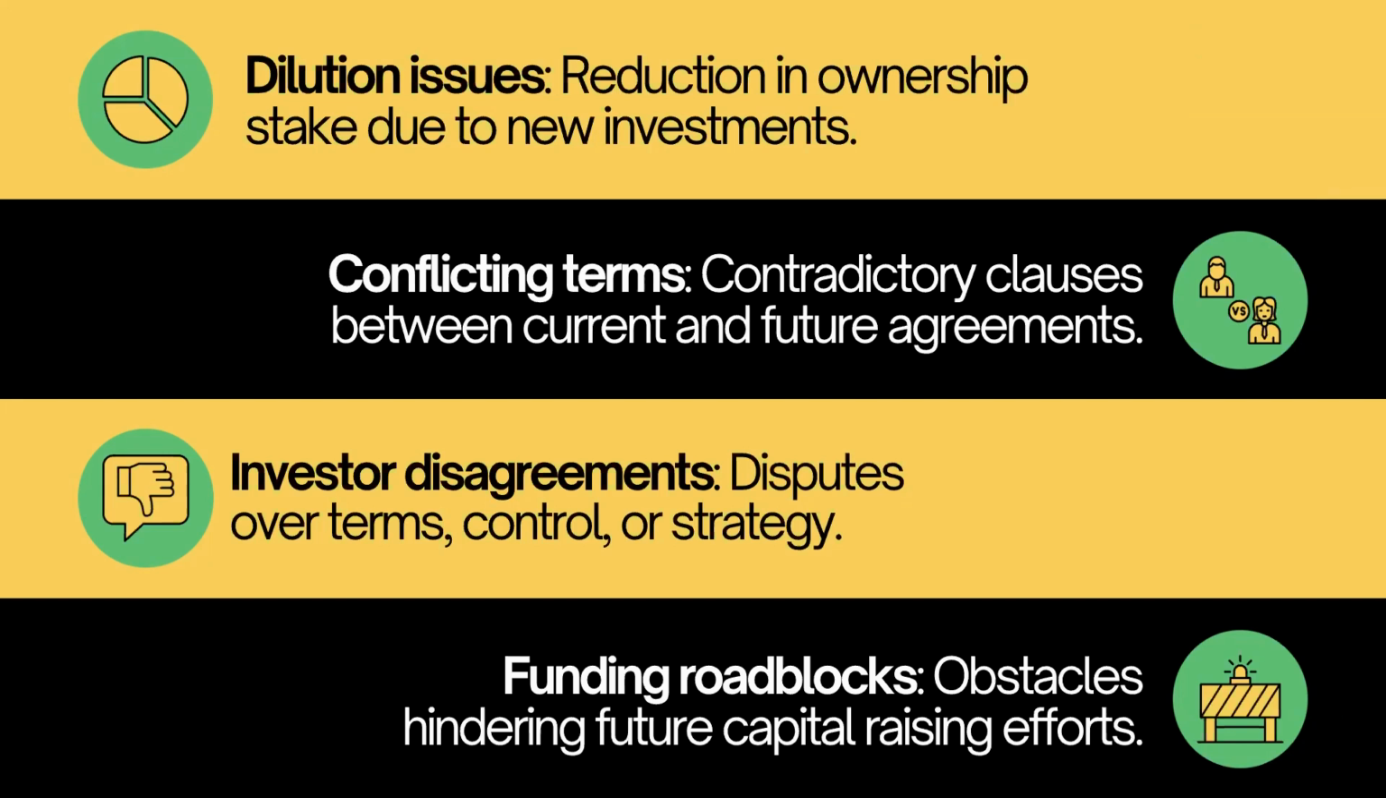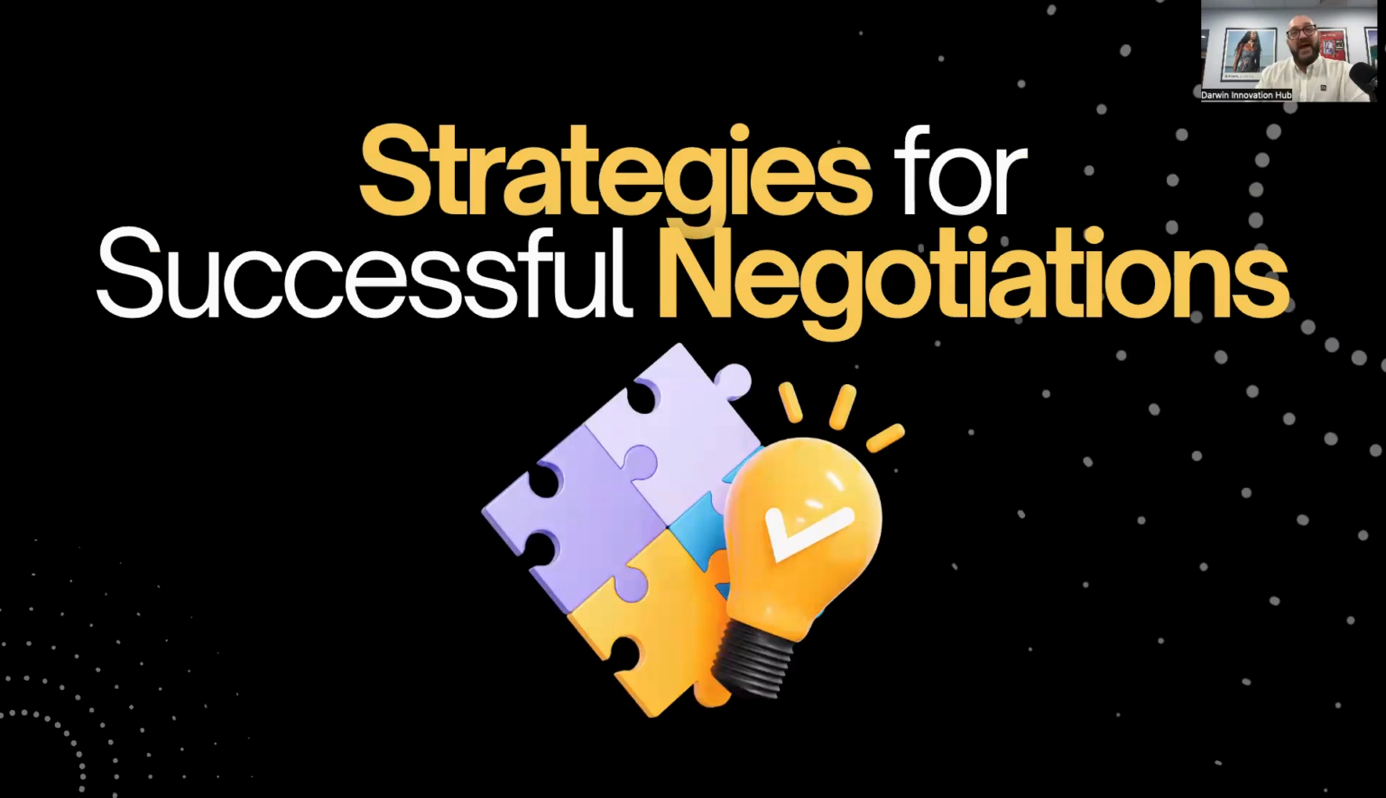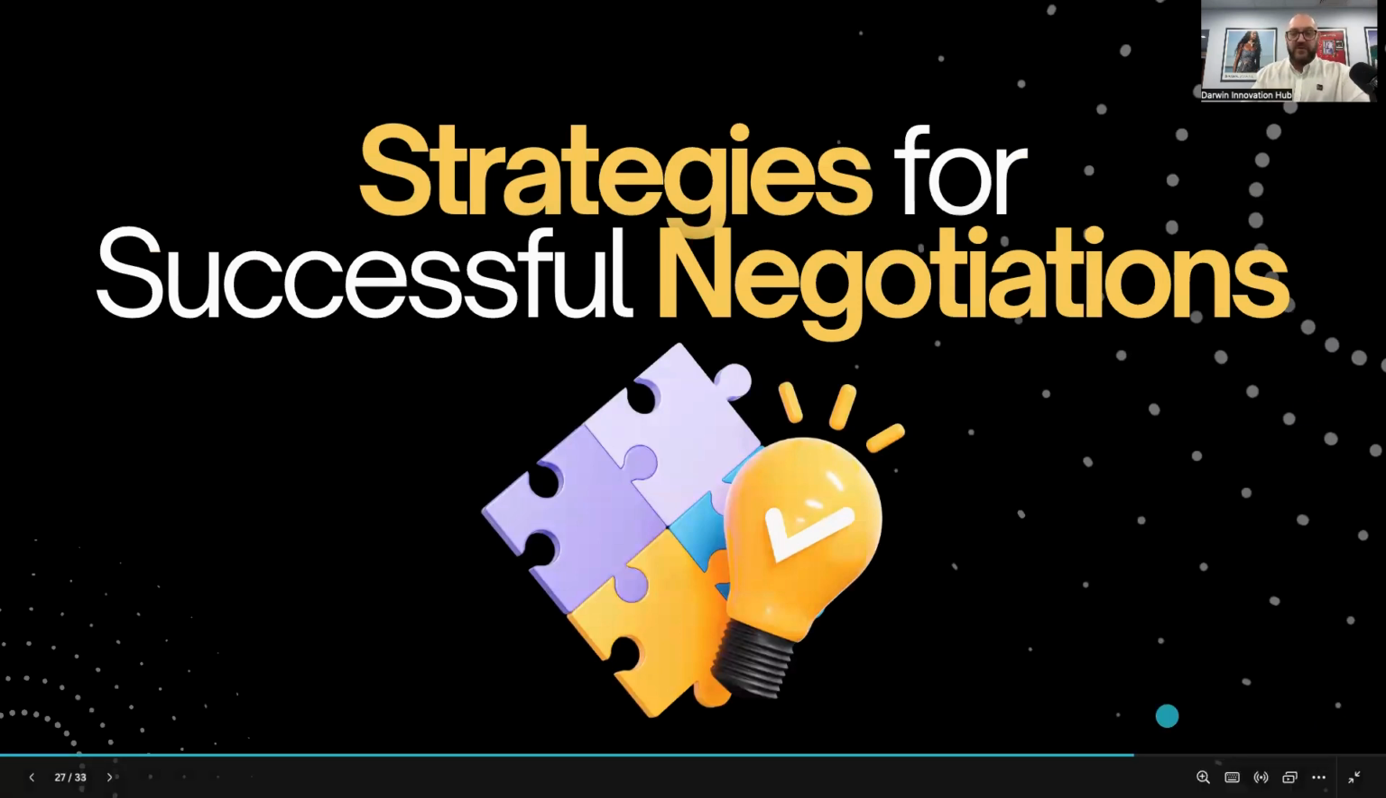And then finally, the funding roadblocks. What obstacles are there that hinder the ability for the company and the investor to be able to draw in other investors as well? You don't want to be stuck with only one single investor and nobody else can come to the party in the future, because that does really limit your ability to raise funds and grow the business. So, how do we successfully negotiate all this?